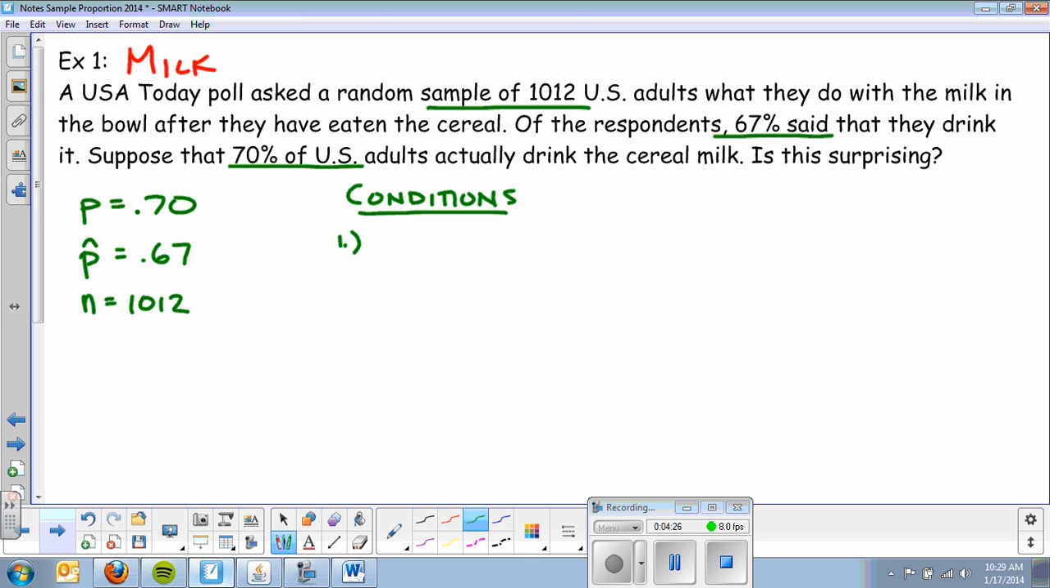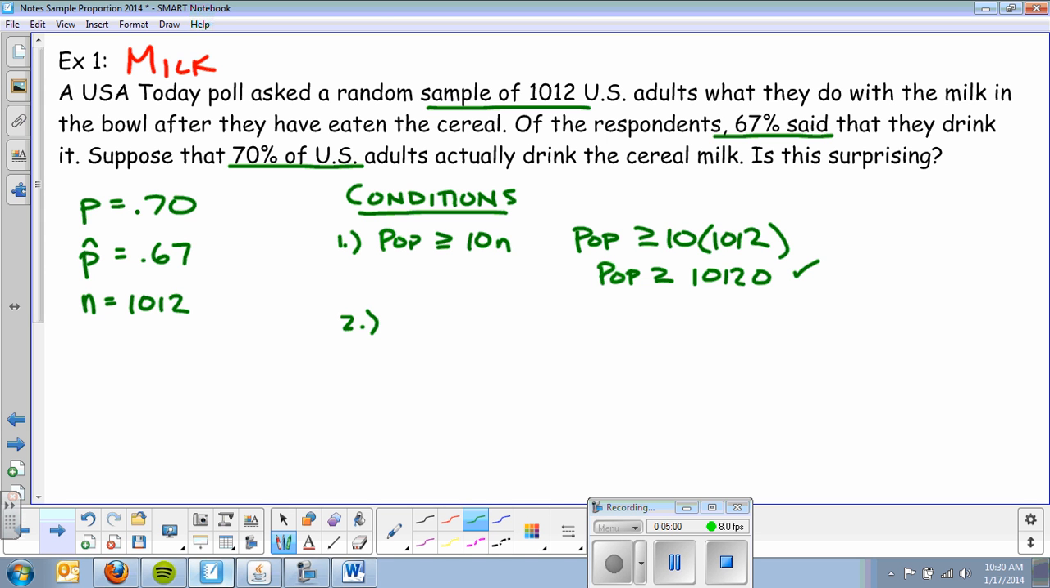So the two conditions so far: the population is greater than or equal to 10n. So the population is greater than or equal to 10 times 1,012, which is about 10,000, and there are definitely more than 10,000 adults in the United States, so that is met.